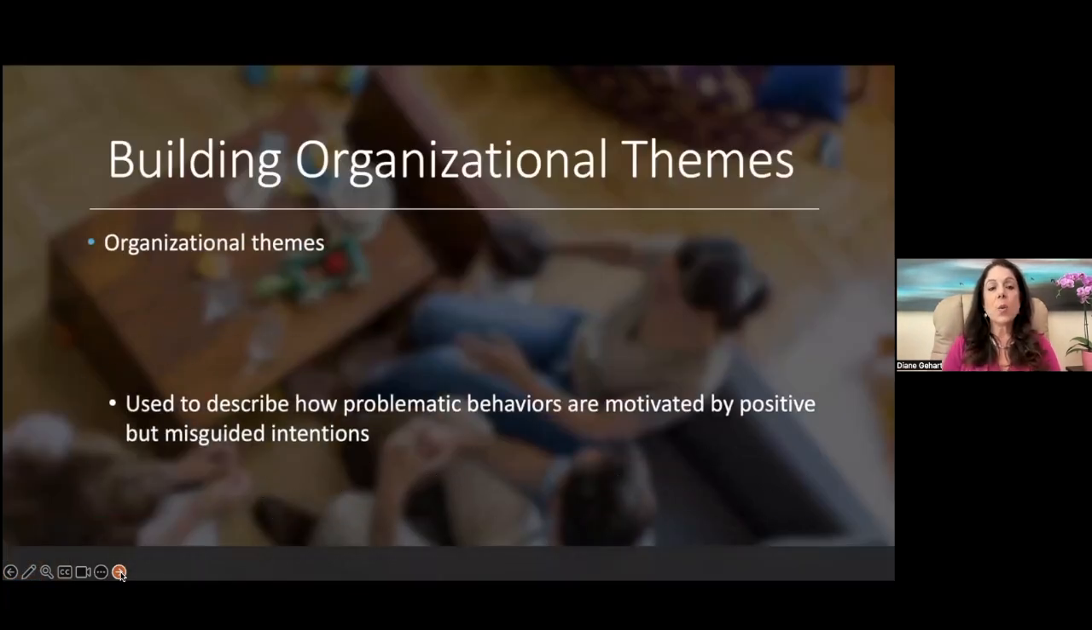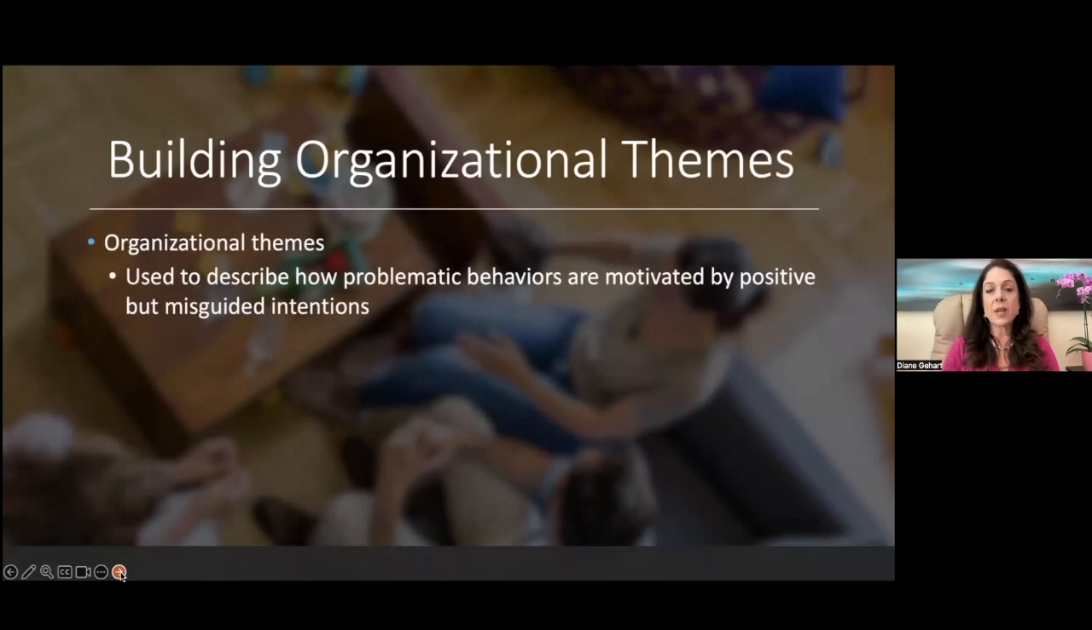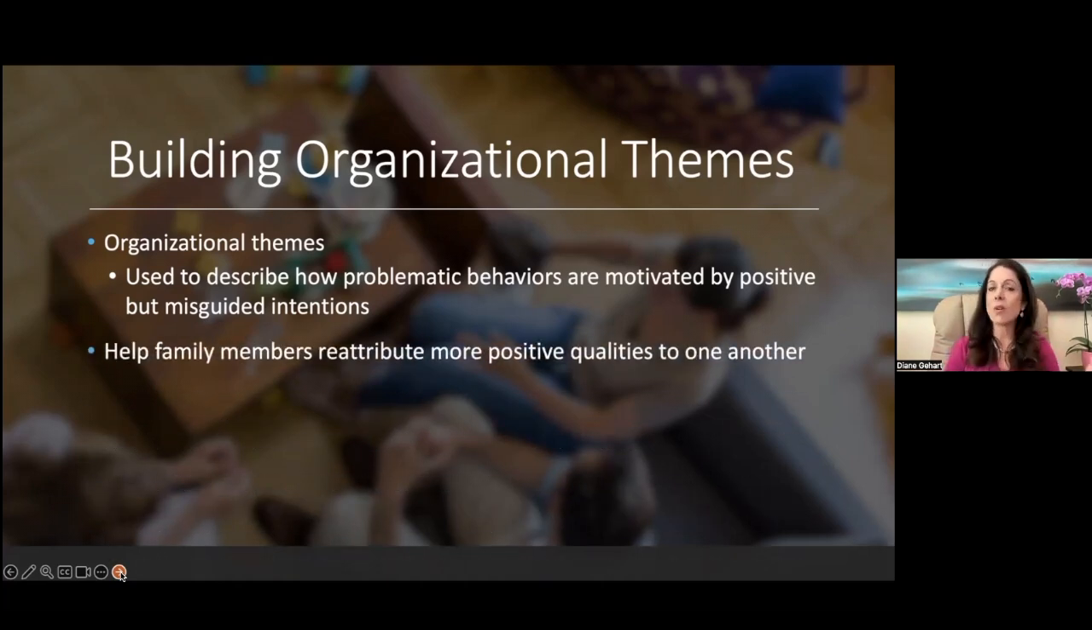They talk about building these organizational themes, and this is how they describe problematic behaviors as actually motivated by positive but misguided intentions. Such as the rebellious teen who wants to grow in their ability to be independent, right? So the intention is good, the expression is misguided. And same with the parents who are overly protective, wanting to make sure their child is safe and nothing bad happens to them. You hear so many scary stories in the news. They're doing their best to make sure those scary stories don't happen in their family, right?